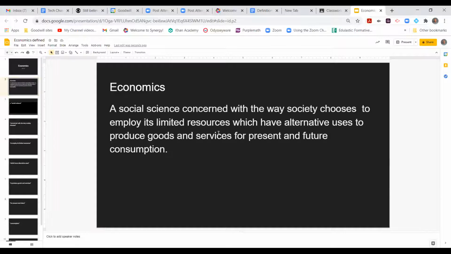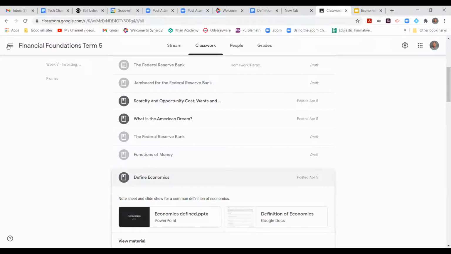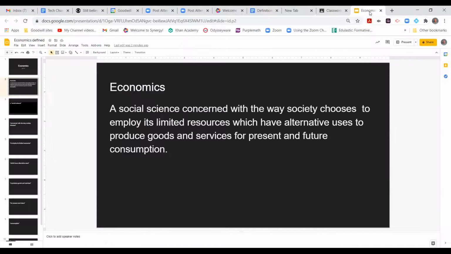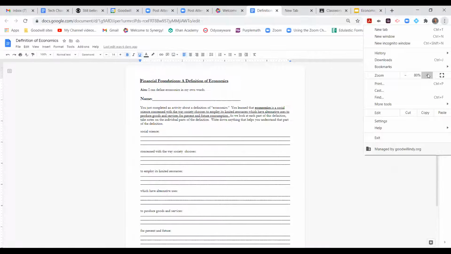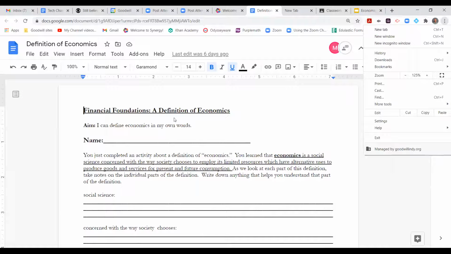And this is a slideshow that's in your materials also. So if you go in here under define economics, you'll see this PowerPoint. You can pull this up at home and look at it, or from any computer when you're in your Google Classroom account. However you will remember it best. The other handout that is in this section here is a definition of economics. That's there to help.